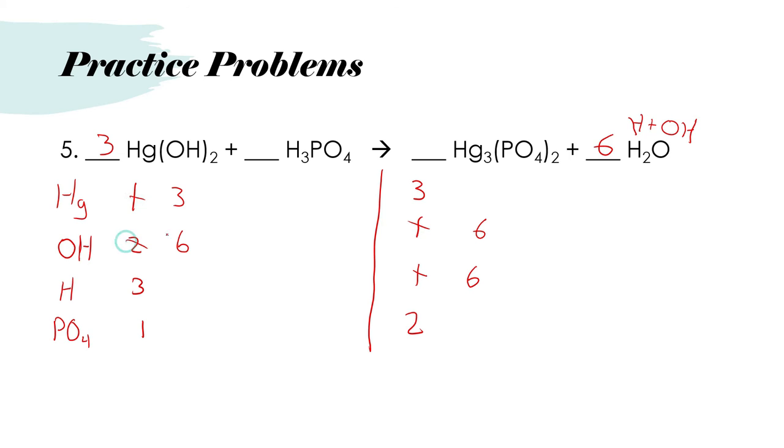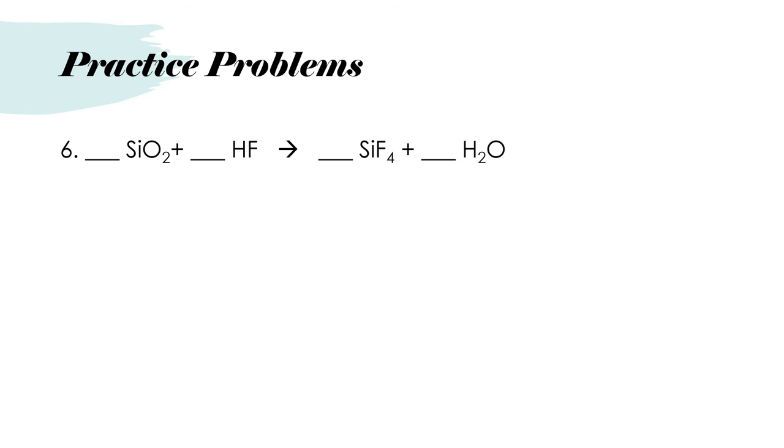I'll start canceling these out as I go. If we do that, we'll need to double this, which will give us 6 hydrogens and 2 phosphates, and that actually gets us to our balanced chemical equation. So we've got 3 mercuries, 6 OH groups on each side, 6 hydrogens, and 2 phosphates. And our numbers up at the top should be 3, 2, 1, and 6.